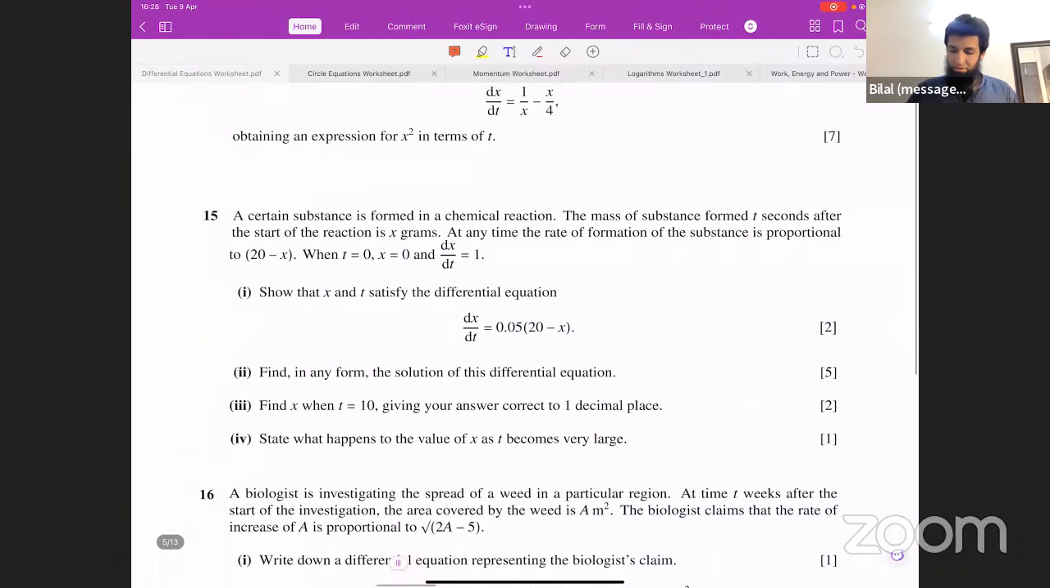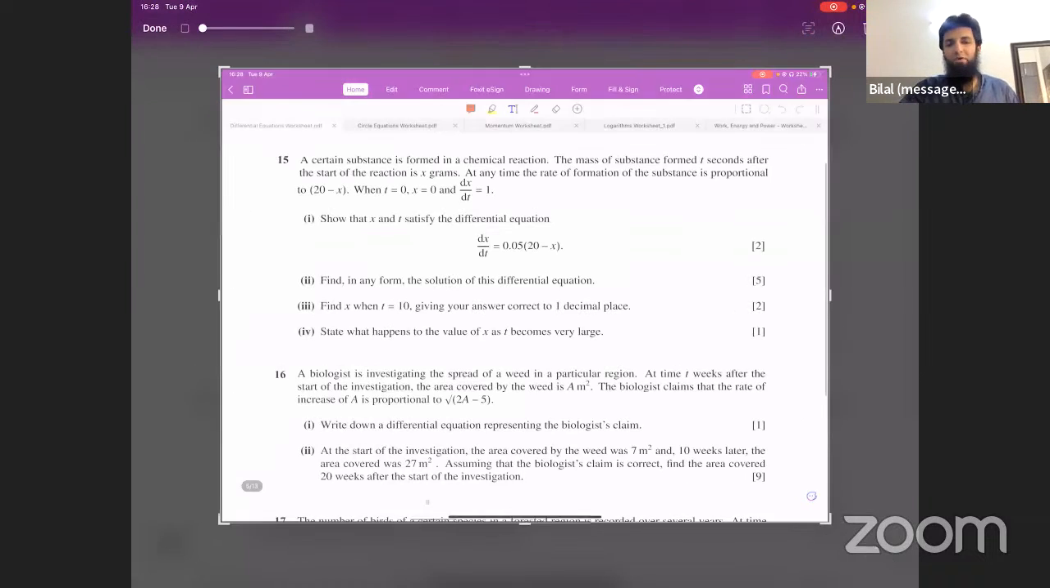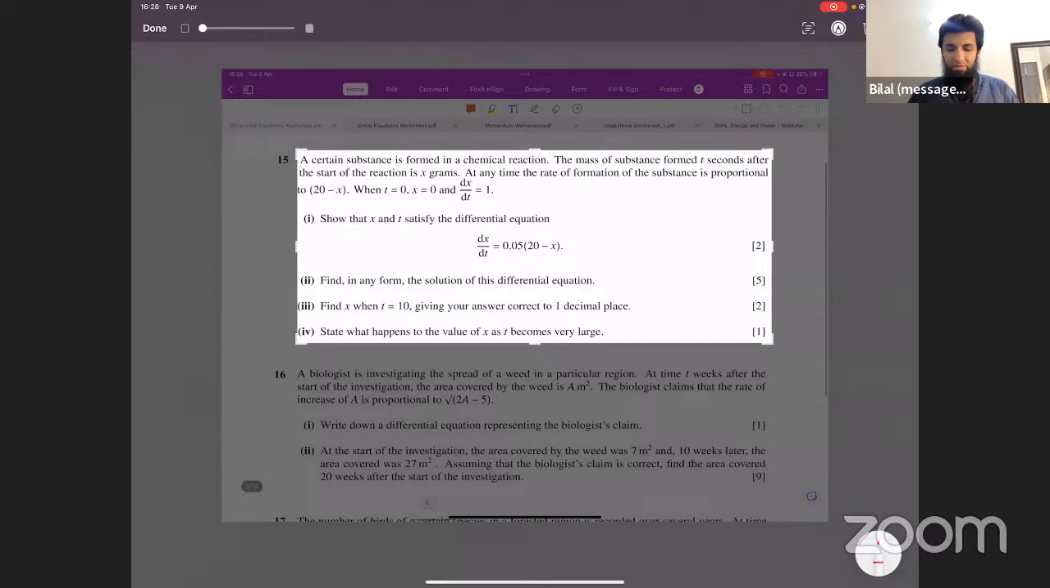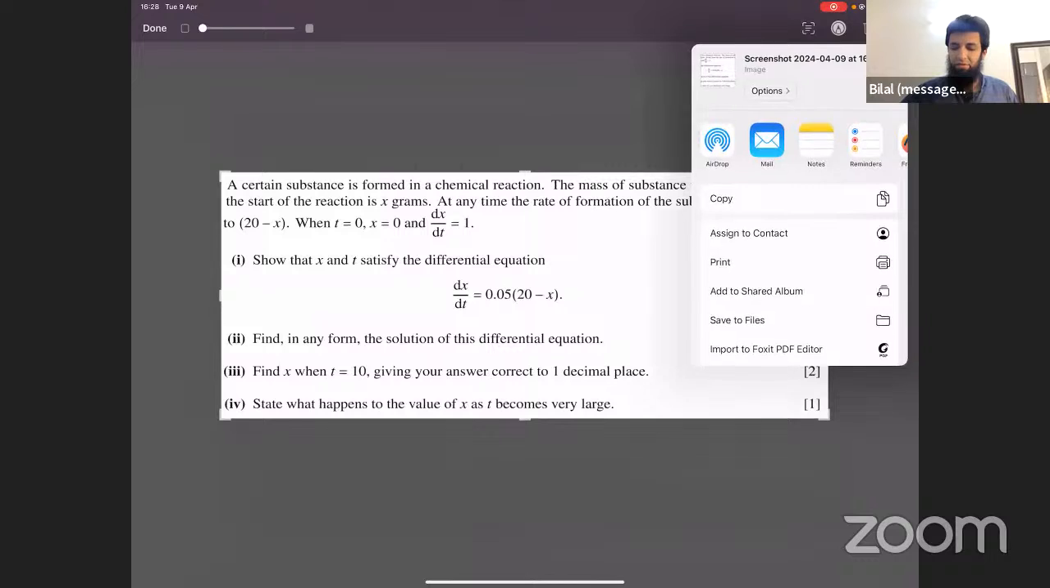Okay, let's start with this one. This is question number 15 from the worksheet. You can also have a look at the worksheet and see if there are any questions that you do not understand. Let me know about them. We could try some of them. This is question number 15. Let's start with this one.